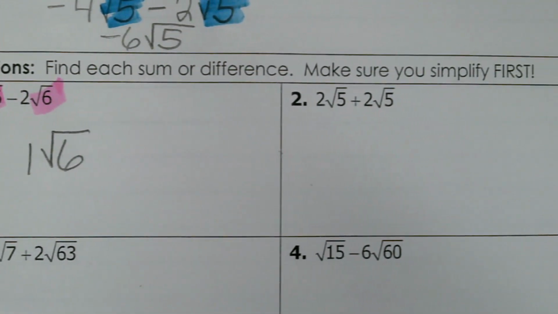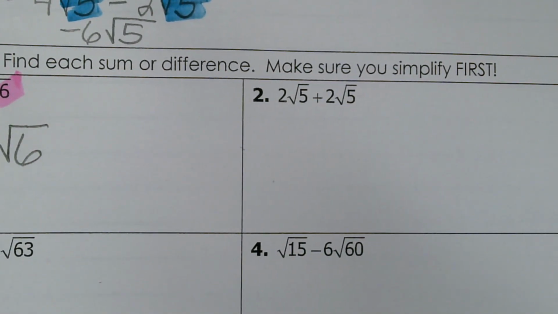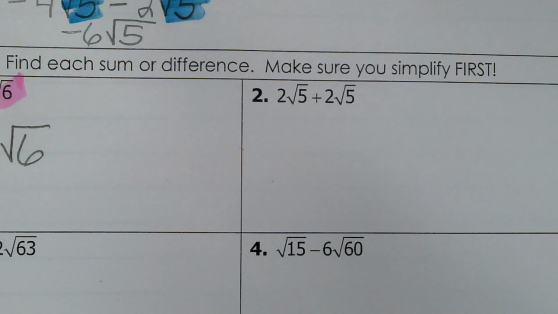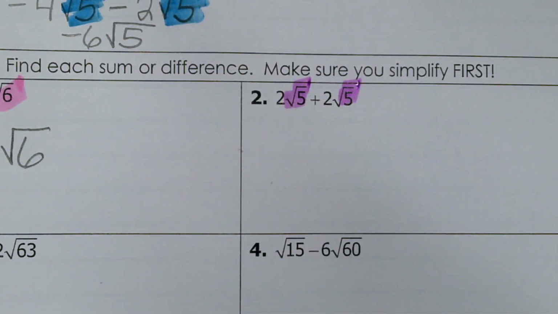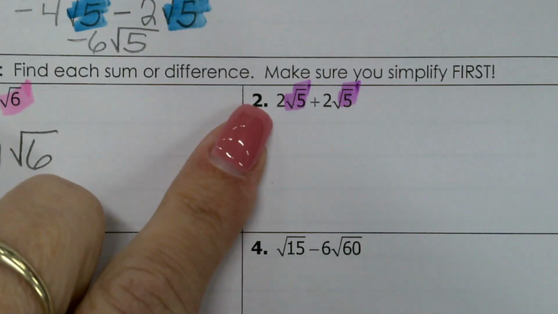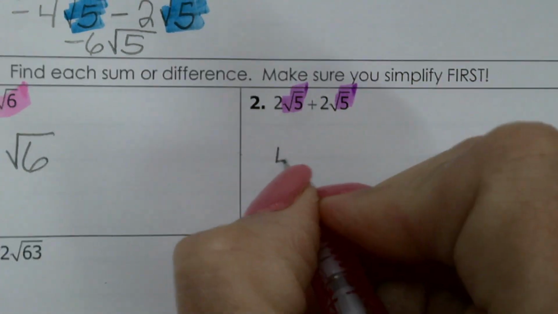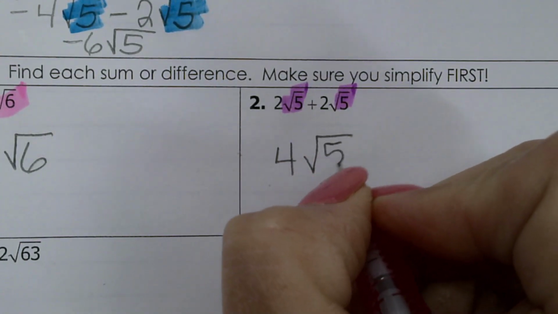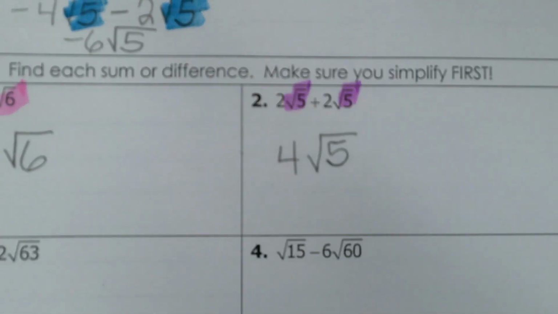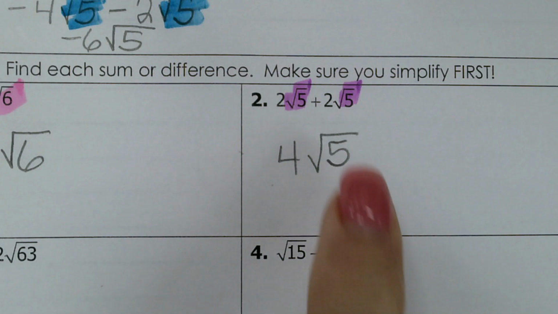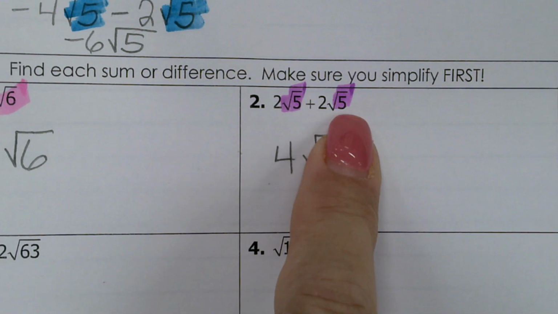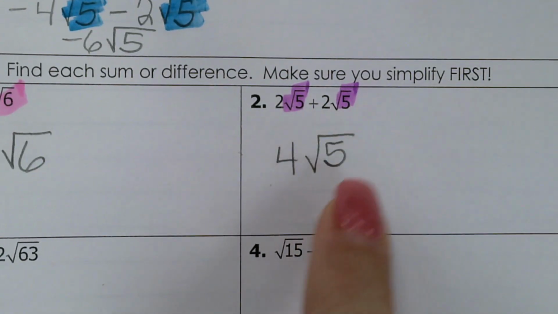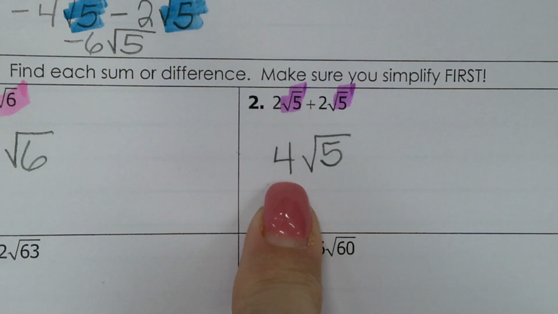Okay? So go on to number 2. Do I have common radicals? Yeah. I do. I've got the square root of 5 and the square root of 5. Okay. I add the coefficients, keep the radical. Okay, now here's a little side note. If I type this 2 square root of 5 plus 2 square root of 5 into Desmos, I better get 4 square root of 5. So you can also check your answer to that as well.